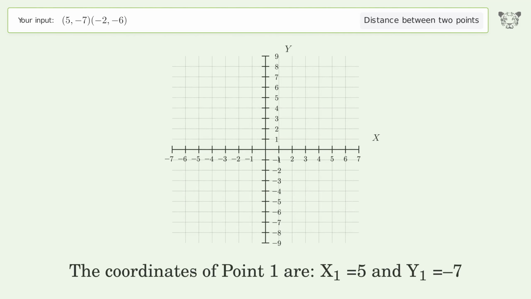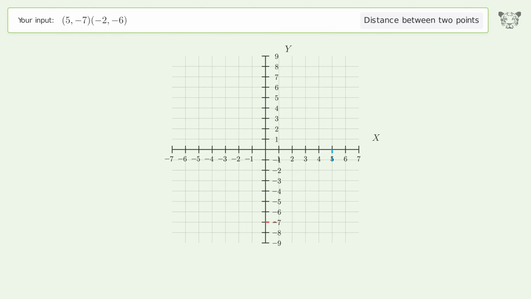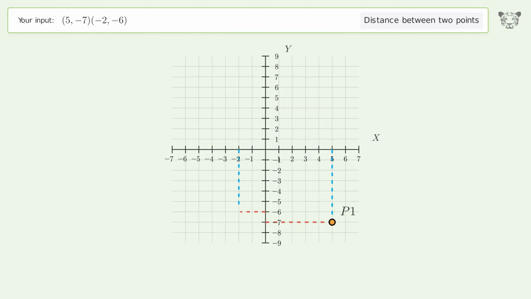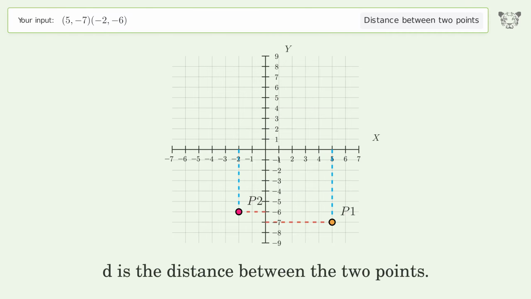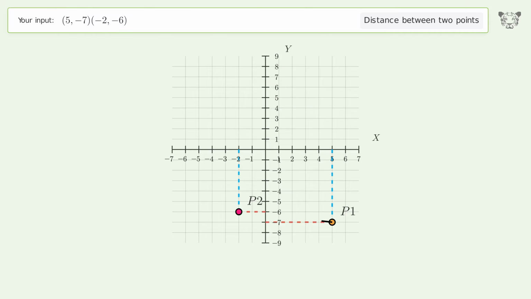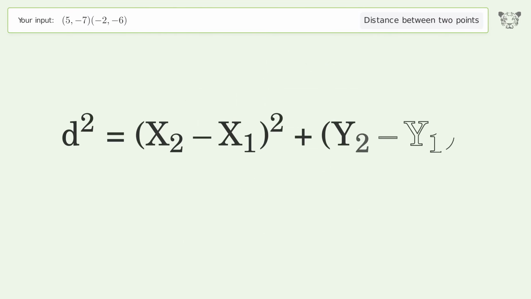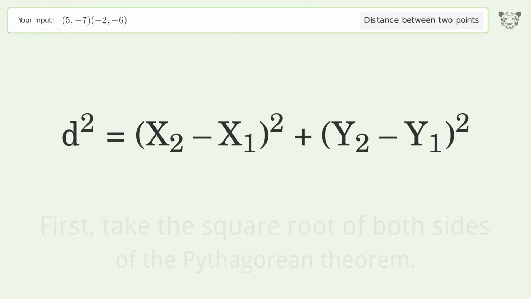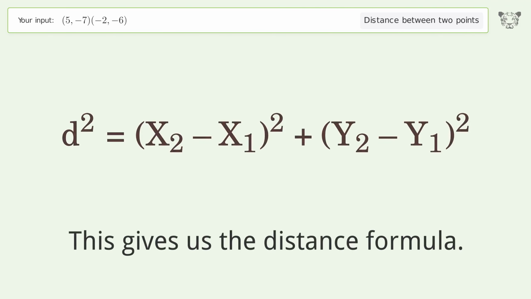The coordinates of point 1 are x1 equals 5 and y1 equals -7. The coordinates of point 2 are x2 equals -2 and y2 equals -6. D is the distance between the 2 points. First, take the square root of both sides of the Pythagorean theorem. This gives us the distance formula.